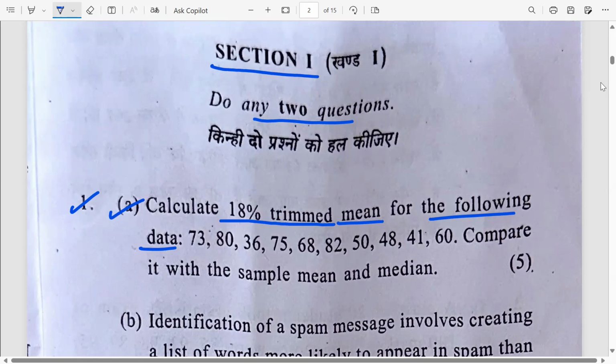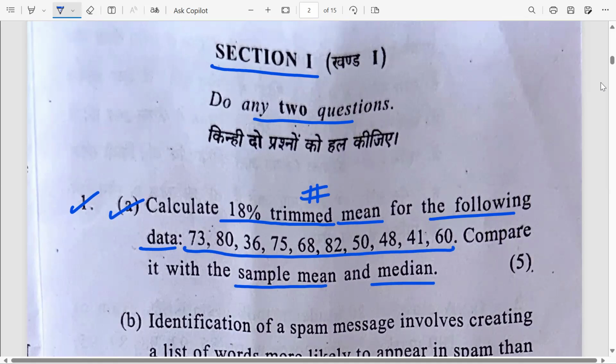Remember, to calculate trimmed mean, we remove the outliers, we remove the extreme observations. We need to calculate the 18% trimmed mean, and then also compare the value with the sample mean and median. To calculate trimmed mean, I first need to arrange this data in ascending order. Students are requested to please open up the question paper in front of you, because I will now be going to the whiteboard to solve it.